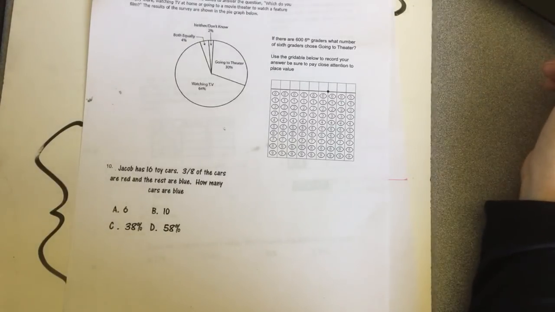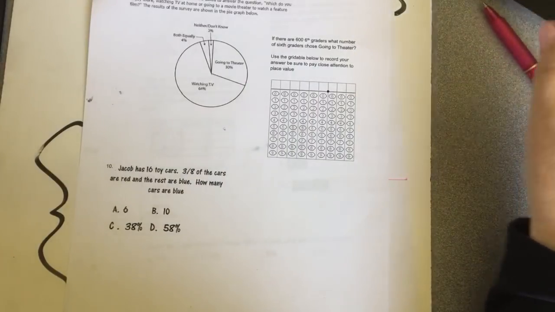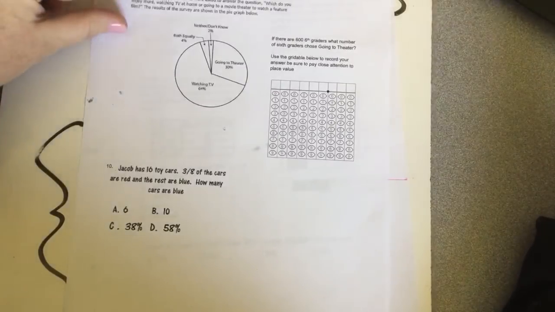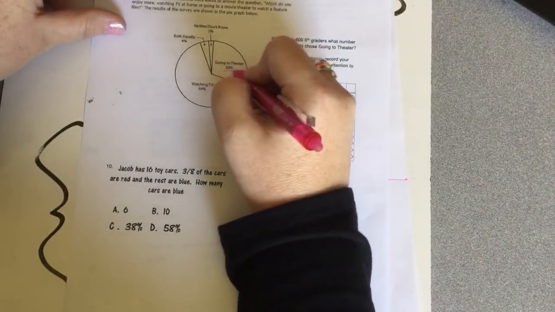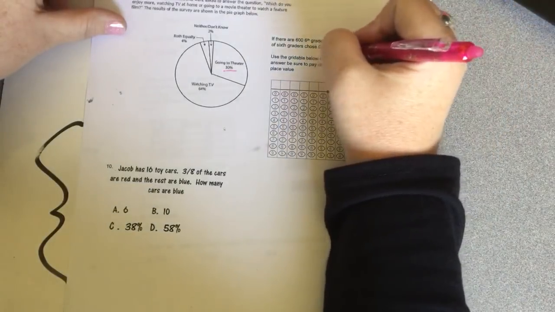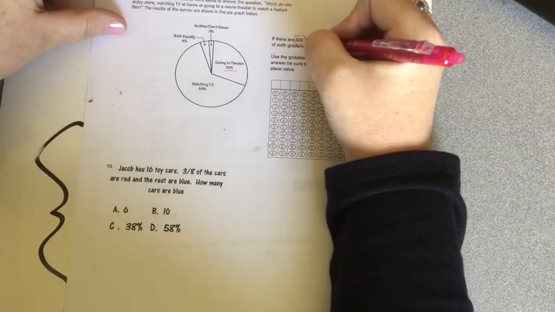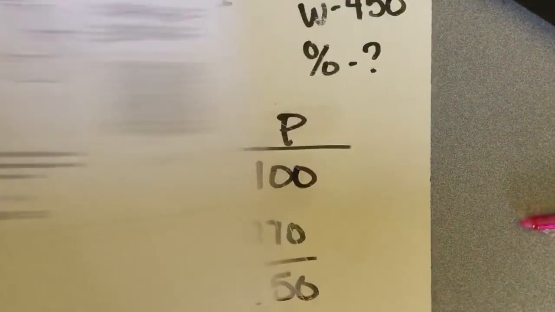If there were 600 6th graders, what number of the 6th graders chose going to theater? Use the gradable below to record your answer. Be sure to pay close attention to the place value. So going to the theater was 30%. They want to know the number that are going to the theater and if there are a total of 600 students. So let's rewrite this.